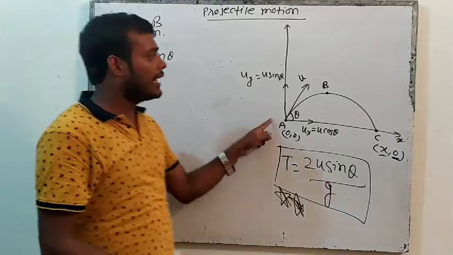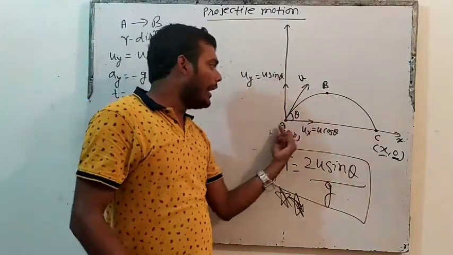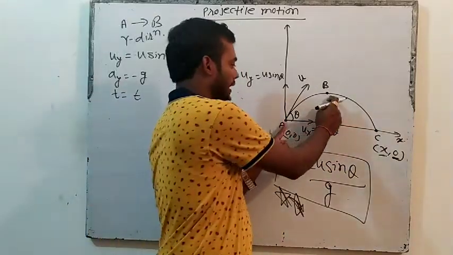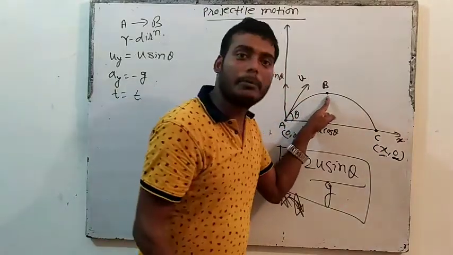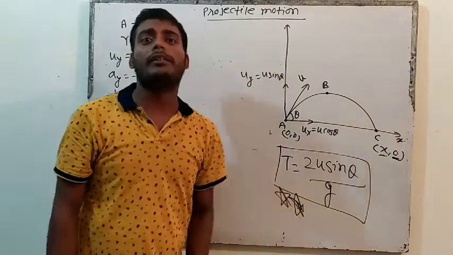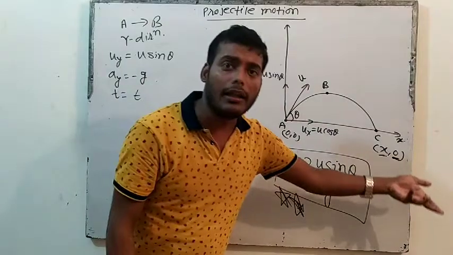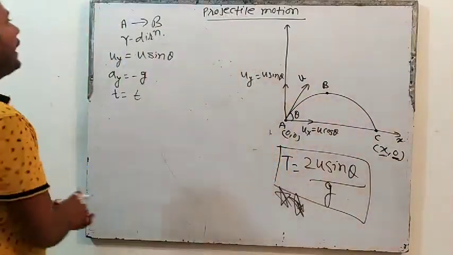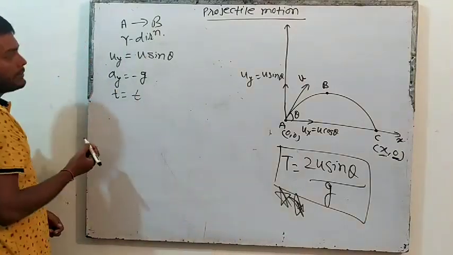The time taken to go from A to B, if you double it, that will be the time to go from A to C. For example, A to B is half of the journey, here to here, and then when it comes from B to C, it is the next half of the journey. So when you double the time of half of the journey, you will get the complete journey time. So we will do that: first find the half journey time. Let's say it is taking t time in half journey.